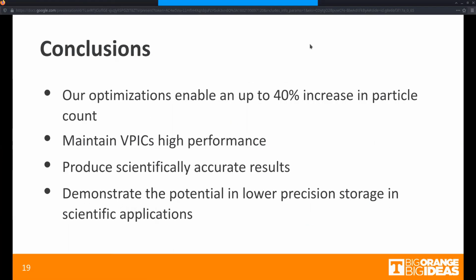In conclusion, we have developed a suite of optimizations to VPIC's particle format that enable significantly larger simulations on memory-constrained systems, while also maintaining VPIC's high performance and accuracy. We have also demonstrated that reduced precision storage has potential applications in large-scale scientific simulations. This work notably focuses on reduced precision storage instead of faster computation, and uses characteristics of the simulation space to improve accuracy rather than methods such as iterative refinement.